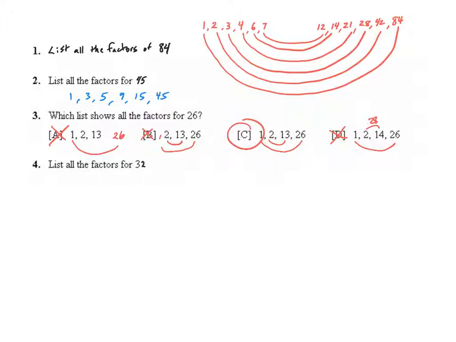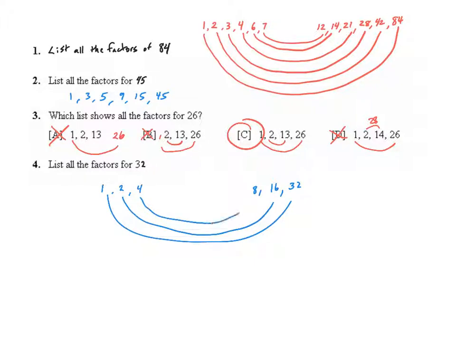And number 4 says list all the factors of 32. We have 1 and 32. 32 is even, so 2 is definitely a factor. 2 is partnered with 16. The rule for 3 tells us to find the sum of the digits. 3 plus 2 is 5, and 3 does not go into 5, so 3 is out. 4 does go into 32. 4 goes into 32 8 times, because 4 times 8 is 32.